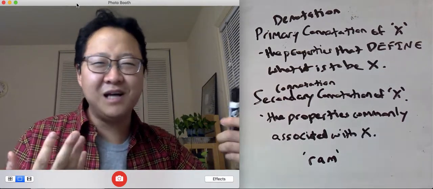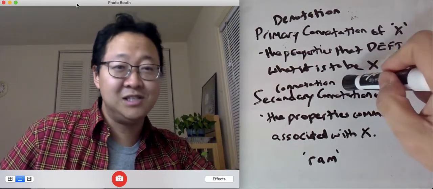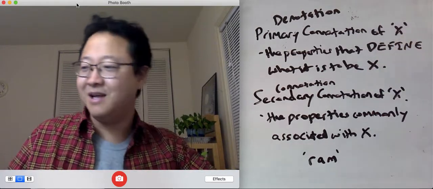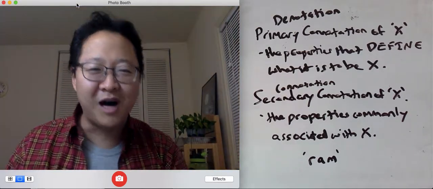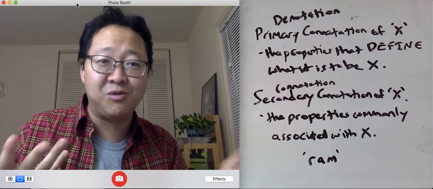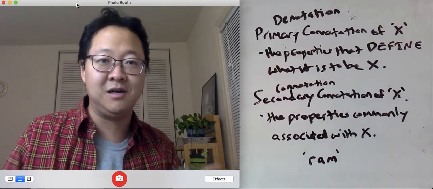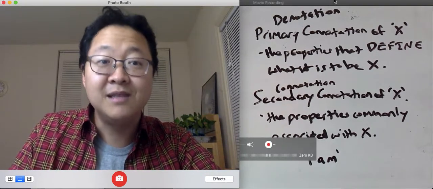So different logic books will teach things different ways. I actually think denotation, connotation is more common, but it might be just because our book is British, or I'm not really sure why they teach it that way. But we're using this book, so that's the terminology we're going to go with, primary connotation, secondary connotation. In the next video, I'm going to explain a little bit why this distinction is important.